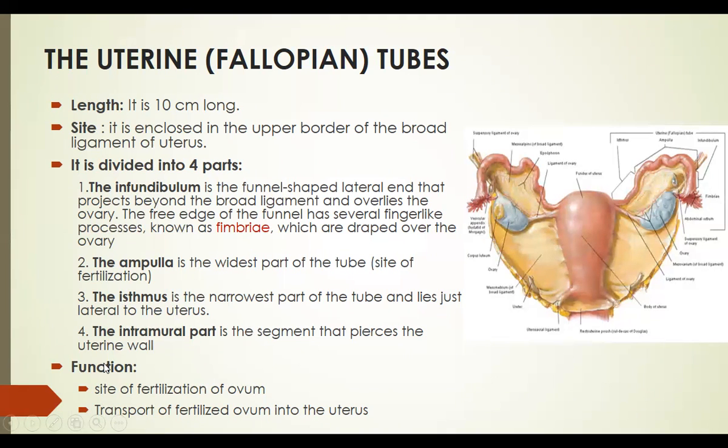Okay, coming to the function: site of fertilization of the ovum. As you know, the ampulla is the most important part where the fertilization takes place, and also the whole tube acts for the transportation of the fertilized ovum into the uterus. This helps in the passing of the sperm and bringing it up to here. Then fertilization takes place, then the fertilized egg will go back into the uterine cavity. So all these are the functions of this long tube, that is the fallopian tube.